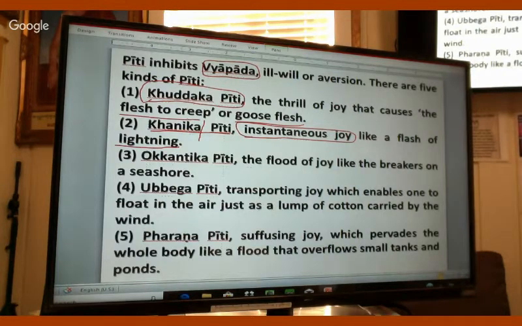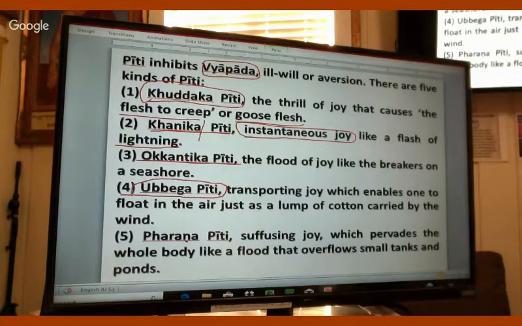And then the next one is Okkantika piti. Okkantika piti means a flood of joy, like a breaker on the seashore. A very huge tide, coming and coming one after another like this. That kind of piti is so enjoyable. That's why some meditators like it so much. They think, I have attained some kind of level or something like that. They are very strongly attached to it, so maybe their wisdom does not improve. It stops at that level because we are enjoying too much. So that kind of piti is Okkantika piti, number three.